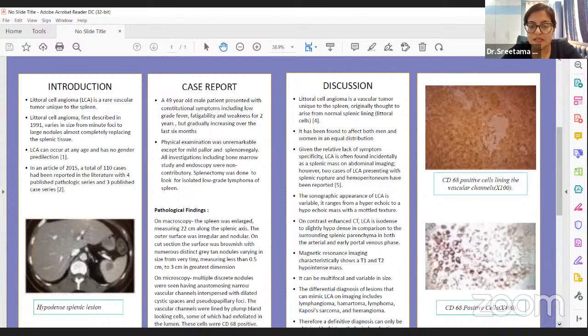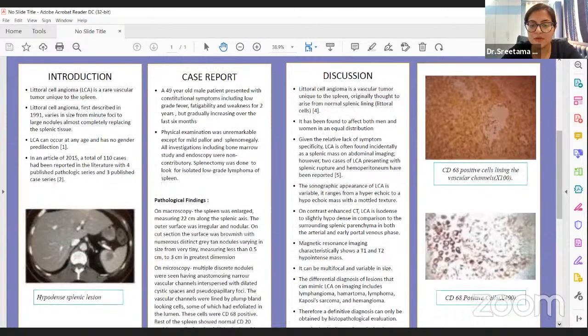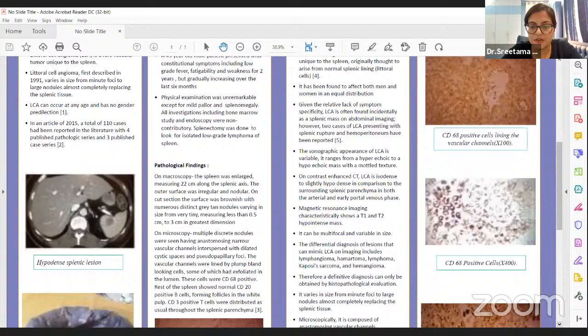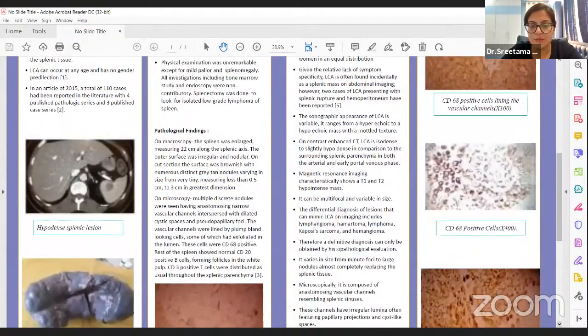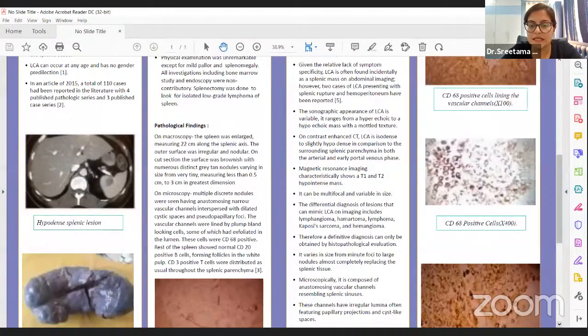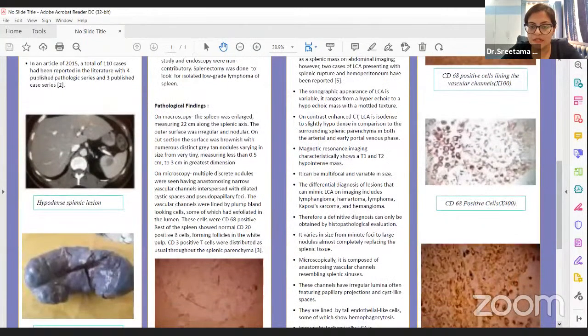However, 2 cases of LCA presenting with splenic rupture and hemoperitoneum have been reported. The sonographic appearance of LCA is variable. It ranges from hyperechoic to hypoechoic mass with a mottled texture. On contrast-enhanced CT, LCA is isodense to slightly hypodense in comparison to the surrounding splenic parenchyma in both the arterial and early portal venous phase.